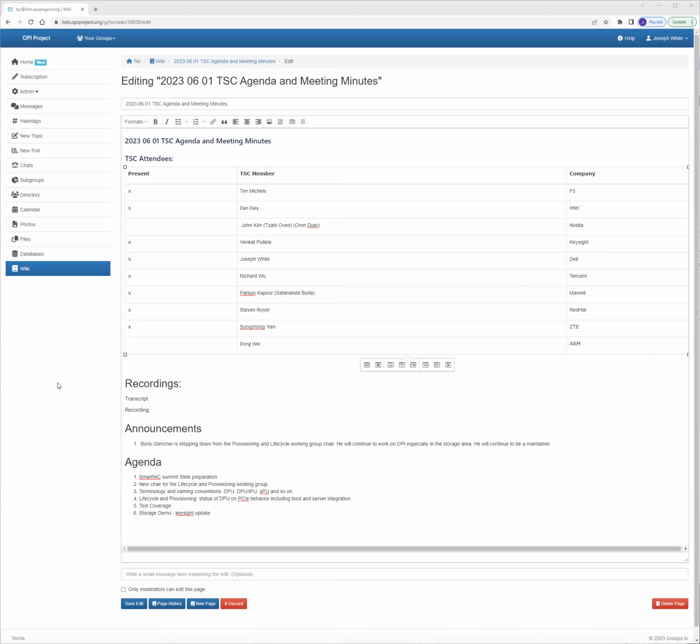All right. So next topic. Boris is stepping down from the lifecycle and provisioning chair. He's still going to stay involved in OPI and work on storage APIs and storage code for OPI DPUs and DPU/IPUs. He's going to need to be replaced. He will stay maintainer, and we're looking to expand the maintainer pool, which is good. You'll see more on that in a couple of weeks. But we need to replace Boris as the chair of lifecycle and provisioning.